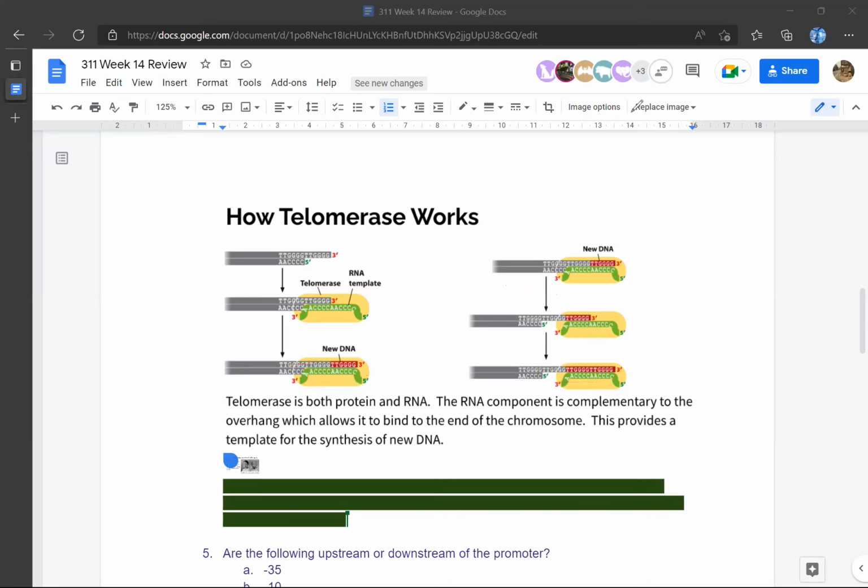What we don't know is how the bottom strand comes and gets matched up to this overhanging strand that we elongated.